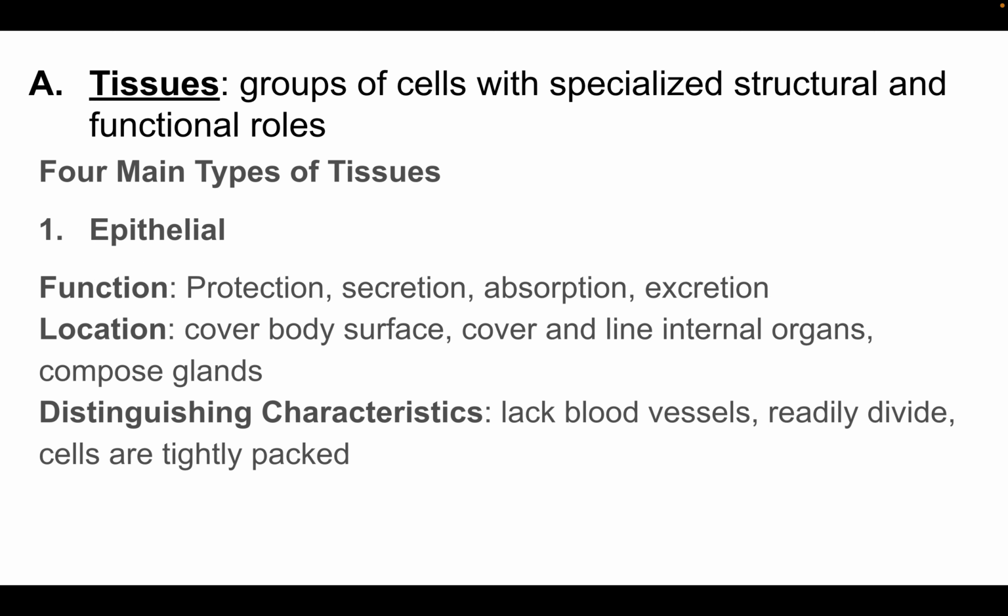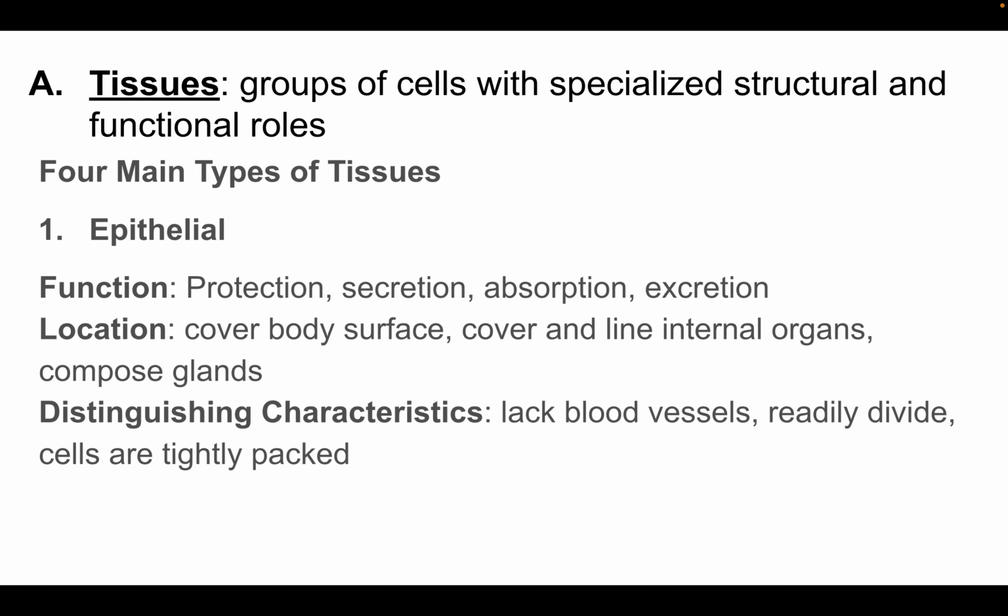So tissues, remember, are, well, I'm going to back up. When we talk about levels of organization and we talk about the basic unit of life, it's a cell. And when you have groups of cells that come together and work together to carry out a specific function, we call it a tissue. And so this entire chapter is focusing in on tissues. And then after that, we'll start going into organs and organ systems. But there are four main types of tissues.